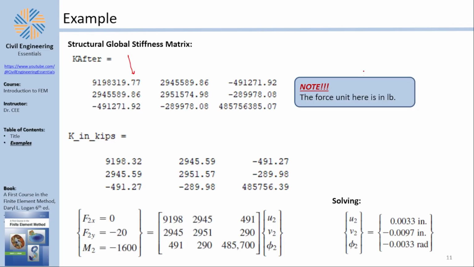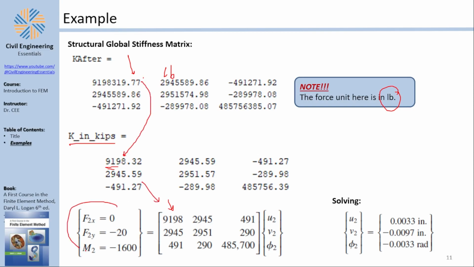Now, those values are in pounds. If you want to see the values in the book, you have to divide by 1,000, because I used pounds here in my calculation. But if you want to use kilopounds or kips, you would have to divide by 1,000. So the values you get here, if you divide by 1,000, you get those values which correspond to the book.